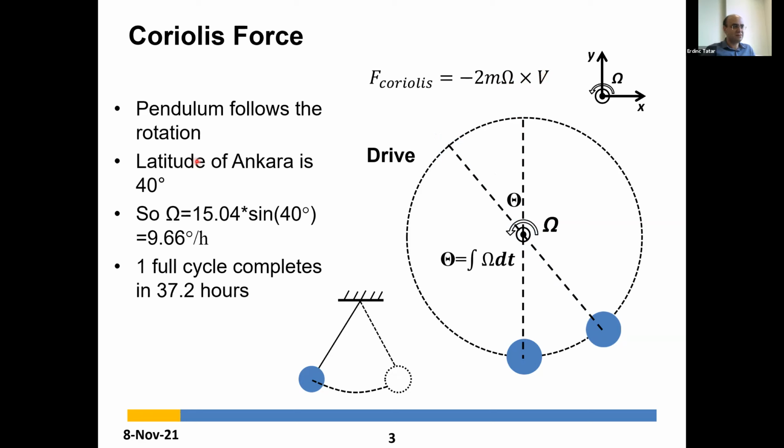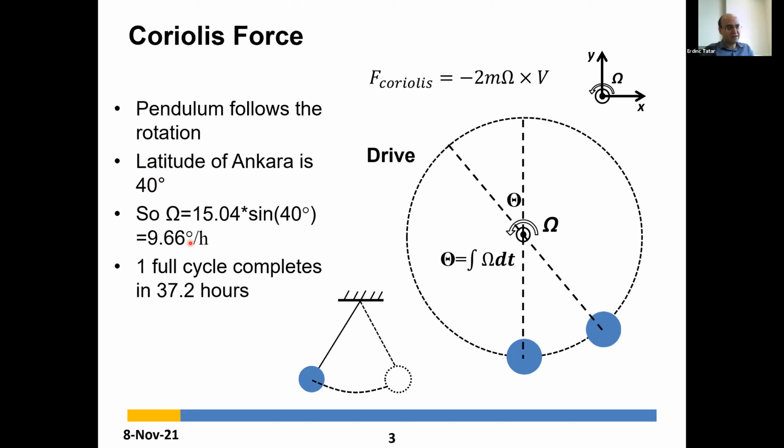For example, and this is related to the latitude of wherever you live. If you do this experiment at the poles, you will see the maximum response. But if you do it at the equator, then you're not going to see any response because of the cross product. So if we do it in Ankara, which has a latitude of roughly 40 degrees, then we are going to see that.